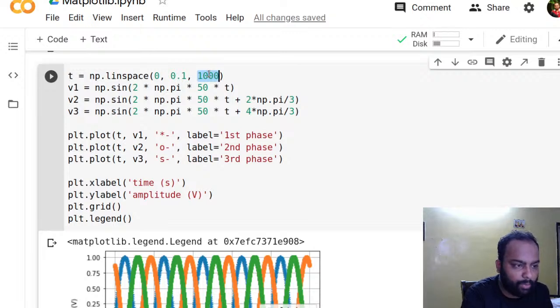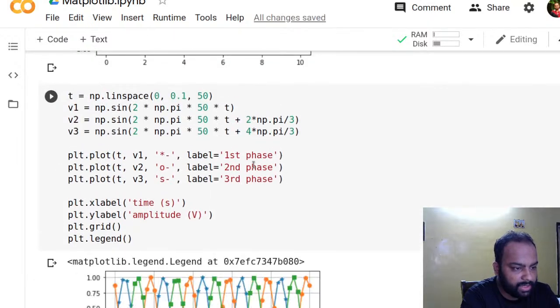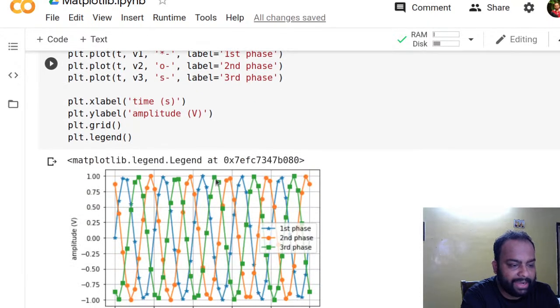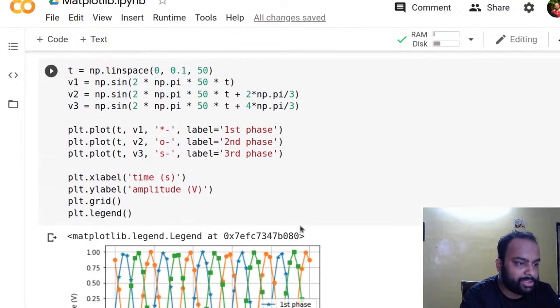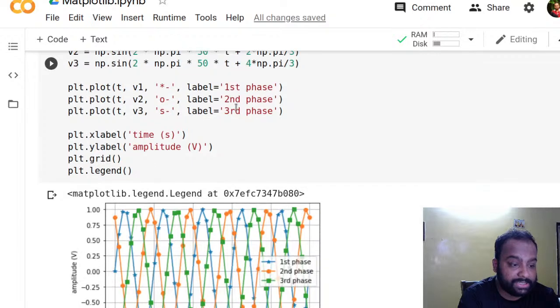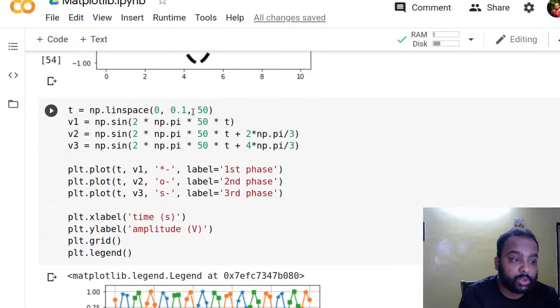So instead of 1000 points, let's make 50 points. Now the plots are looking pretty bad because all the edges are jagged. Okay, really bad. So now here comes your pretty engineering skill. Instead of plotting up to 1 second, it's a 50 Hz sinusoid. So within 1 second, there will be like how many?